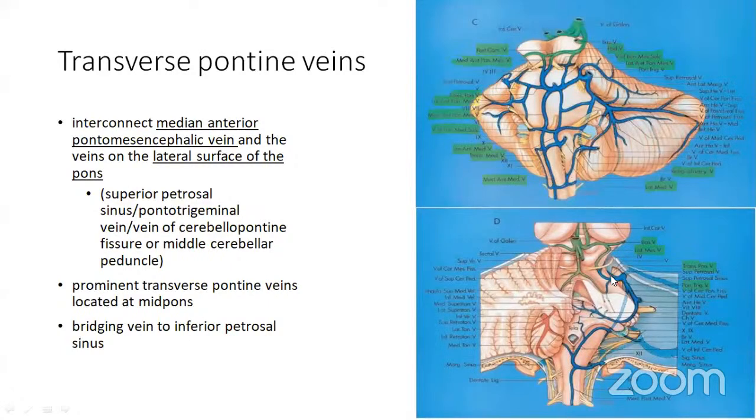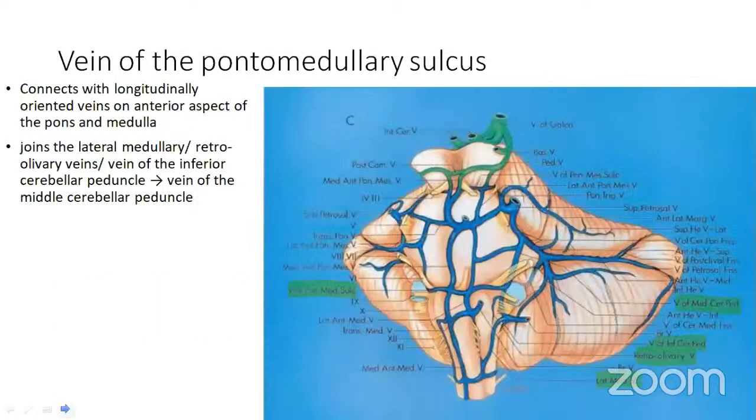Laterally, it may course directly into the superior petrosal sinus, or it may connect with the pontotrigeminal vein of the cerebellopontine fissure, or vein of the middle cerebellar peduncle, and then drain into the superior petrosal sinus. The mid-pons has the most prominent transverse pontine veins. It may have bridging veins into the two inferior petrosal sinuses.